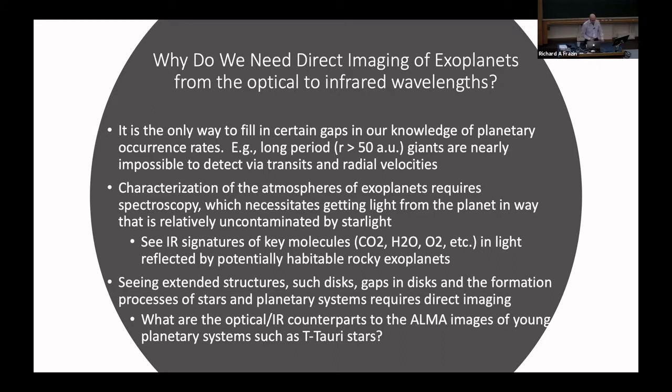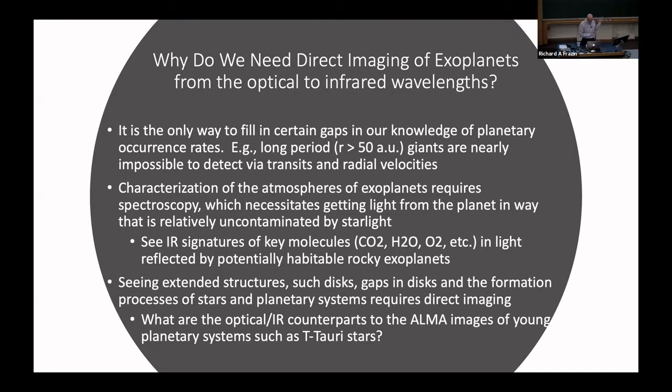So when we want to do direct imaging, it's because it's going to be the only way to see certain things like giant planets that are larger than 50 AU away. And so we need to fill in part of our planetary population survey.